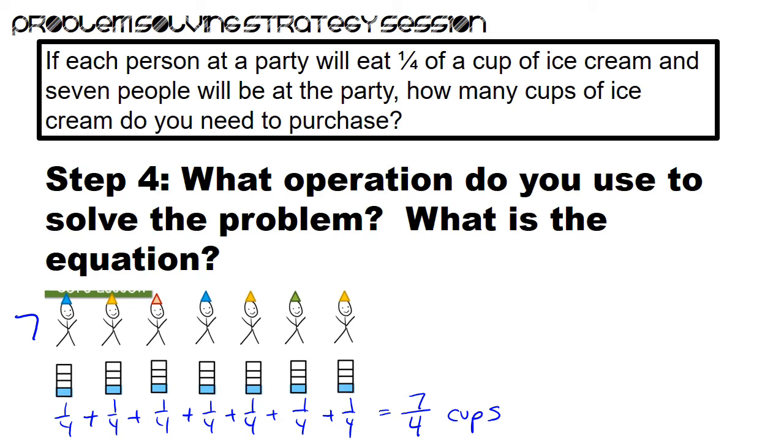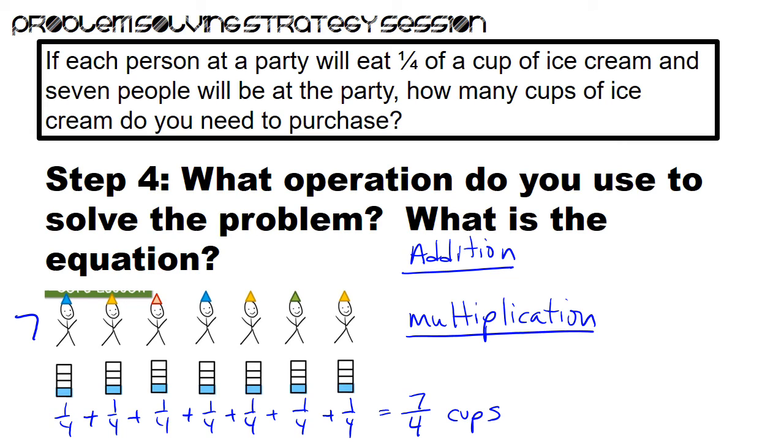So we could say that we did addition, but this way takes way too long. So we know another way, when we look at repeated addition, we can also say that we used multiplication. So you say, how do we use multiplication? So we have 7 friends times 1/4 of a cup per friend.